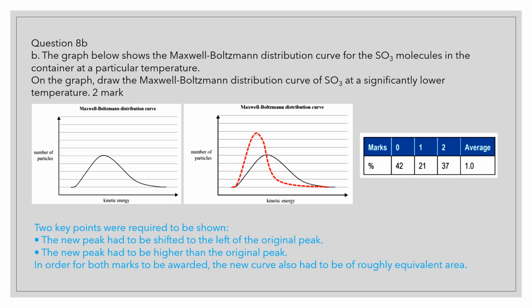When the temperature decreases, the average kinetic energy decreases but the number of total particles isn't changed. So, the new peak will become higher than the original peak and shift to the left of the original peak.